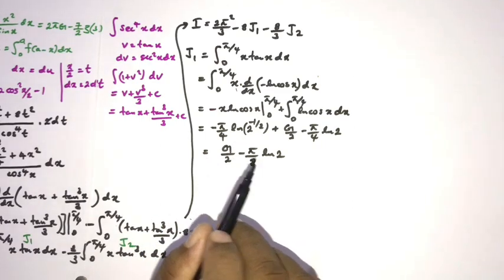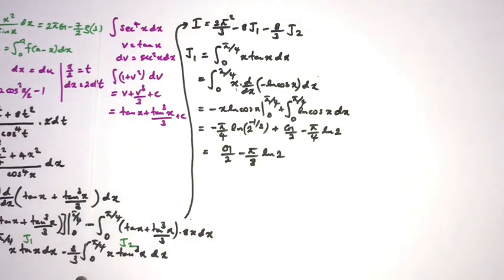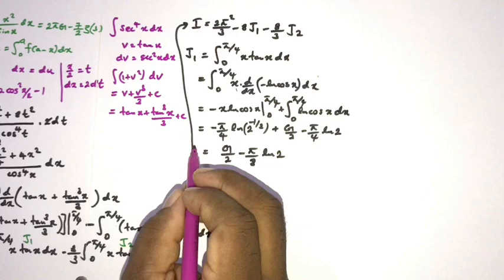Now we need to evaluate J2. Okay, let's evaluate J2. This is J1.